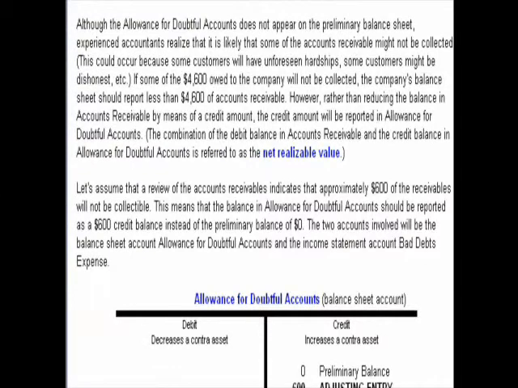Although the allowance for doubtful accounts does not appear on the preliminary balance sheet, experienced accountants realize that it's likely that some of the accounts receivable might not be collected. If some of the $4,600 owed to the company will not be collected, the balance sheet should reflect less than $4,600 of accounts receivable. However, rather than reducing accounts receivable directly, the credit amount will be reported in an allowance for doubtful accounts. The combination of the debit balance in accounts receivable and the credit balance in allowance for doubtful accounts is referred to as the net receivable value.